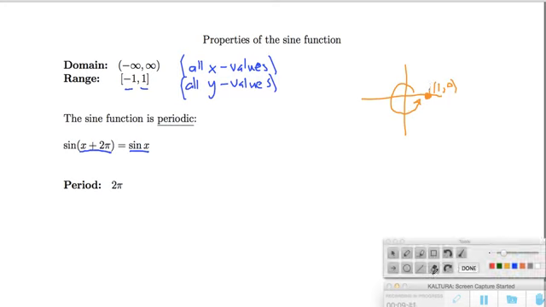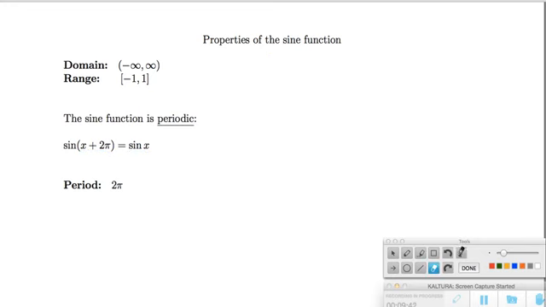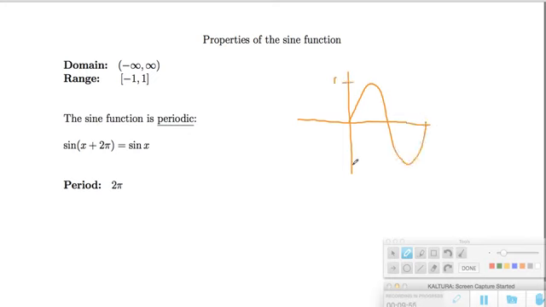Now, if you do need to draw a quick graph of sine of x, a good way to do it is just to remember what it looks like, the general shape. Sine looks basically like this. And the period is 2 pi. So if you needed to graph just one period of it, there it is. If you needed to graph the whole entire function, then you can do your repetition from there. Okay?